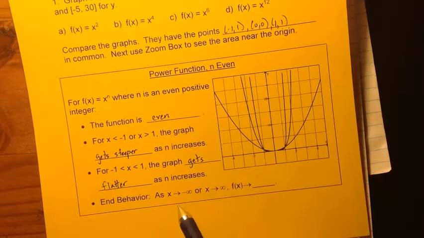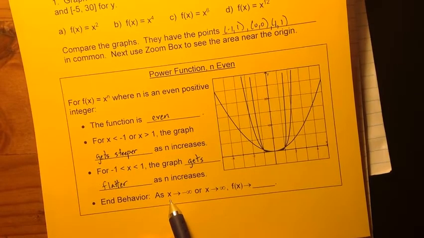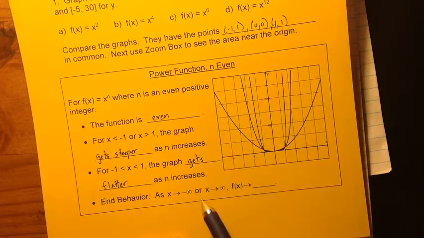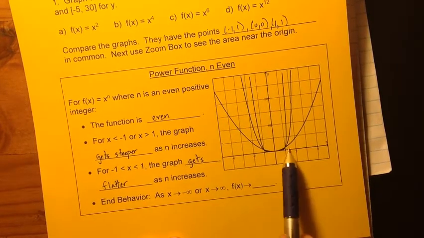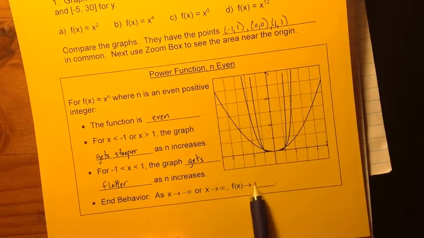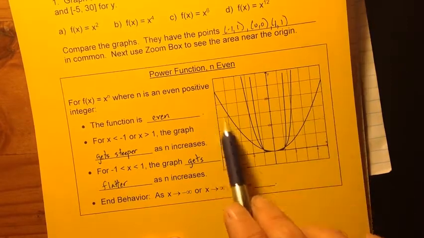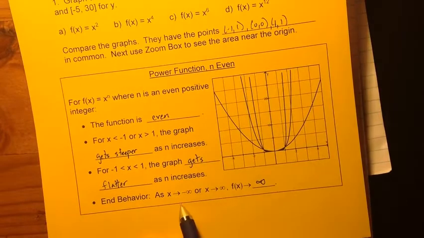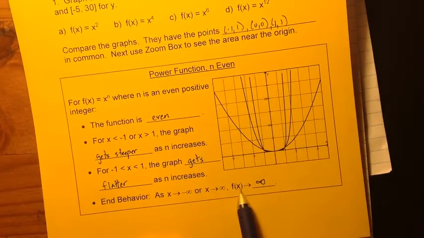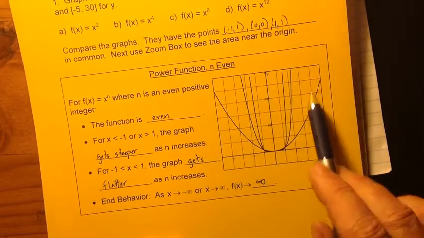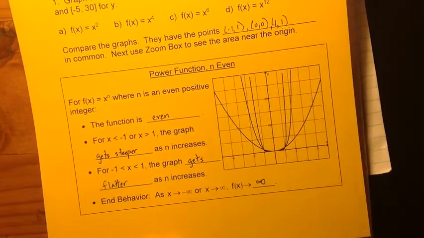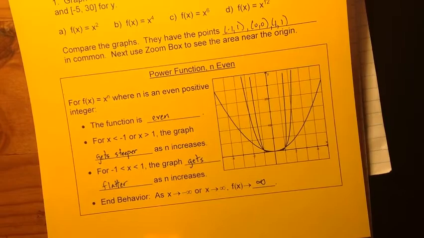So on this particular one, as x approaches negative infinity, in other words, as we go far to the left, or as x approaches positive infinity, we go far to the right, f of x is always going to go up. It's going to positive infinity. Whether we're going far to the left or far to the right, f of x is always going to go to positive infinity. It's going up if we have an even number as the exponent. All right?